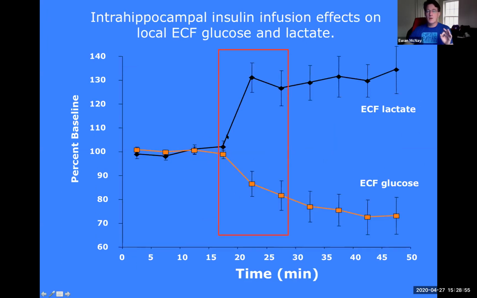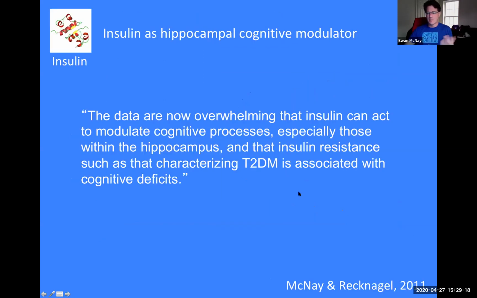Incidentally, if you look at this initial rise, the initial rise in lactate is faster than the drop in glucose, and that actually has to do with glycogen. Insulin appears to increase the use of glycogen, the brain's energy reserve, very early on. So there are several things going on in response to insulin. But the basic concept that insulin is increasing local glucose metabolism is absolutely correct. And I wrote a review paper in 2011 with one of my graduate students, and it basically just says, look, the brain definitely responds to insulin.